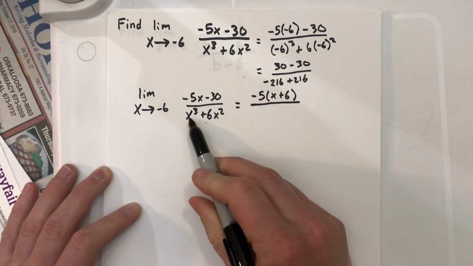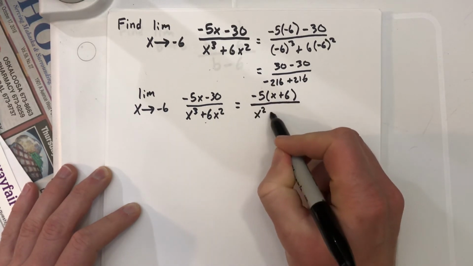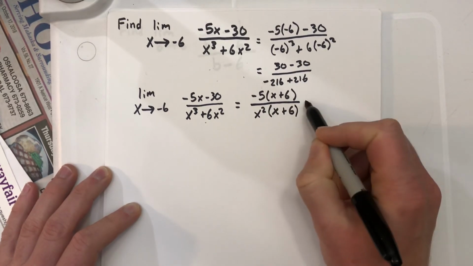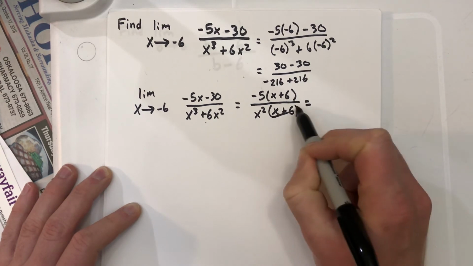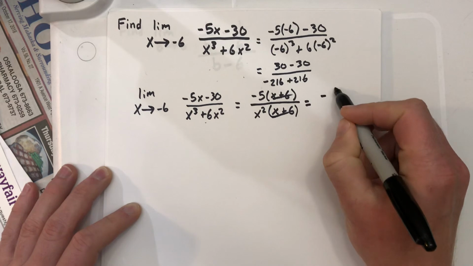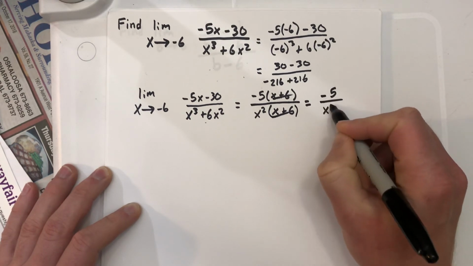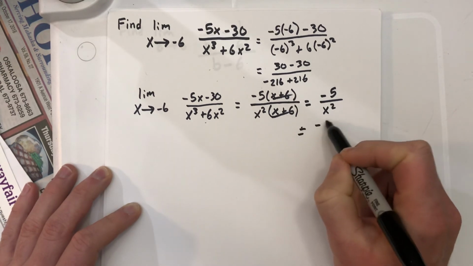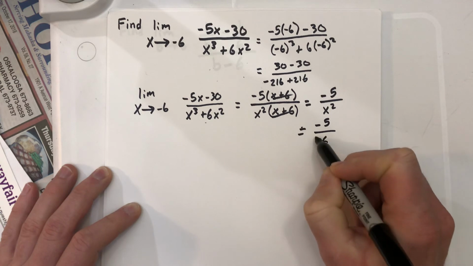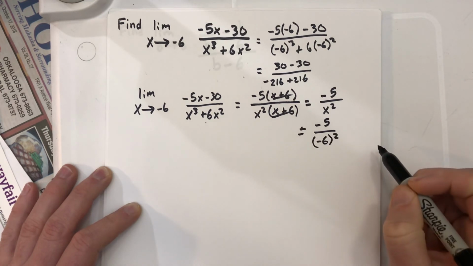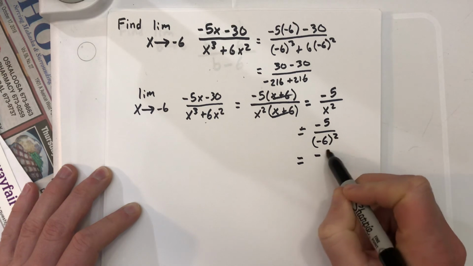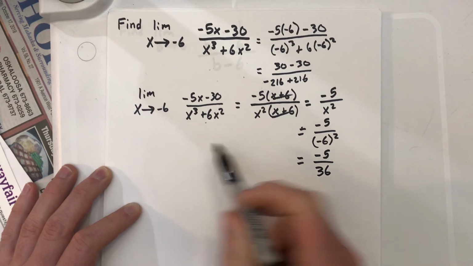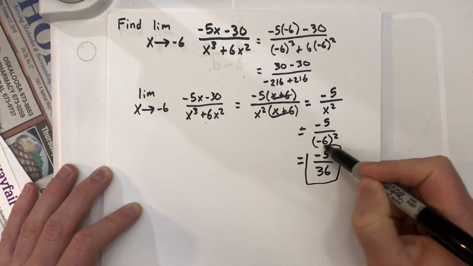On the bottom, I know I can factor out an x squared, and that's going to leave me with x plus 6 down there. I think you can see that these are going to cancel. So this cancels with this, and I'm going to be left with -5 over x squared, which we can evaluate at -6. That's -5 over -6 squared, which is -5 over 36. And we know that the limit as x approaches -6 would be this -5 over 36.